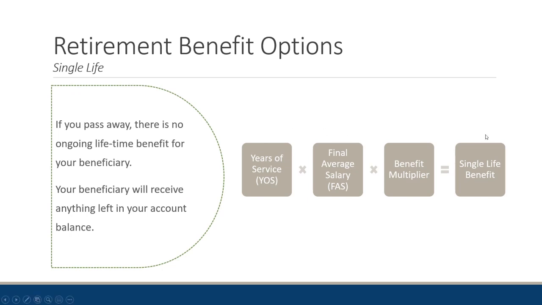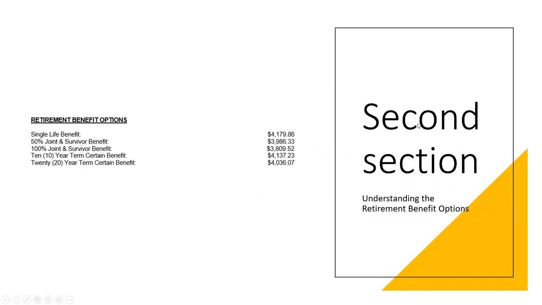But again, you have other options such as joint and survivors. So I'm just going to go back one here and look at the single life benefit. That would be what I could receive for the rest of my life. But if I'm married and I pass away before my spouse, there's no ongoing benefit for him. Yes, if there's anything left in my member account, he'll get that. But frankly, guys, it takes us 3 to 5 years to blow through that. So that's why we offer joint and survivors to married people.